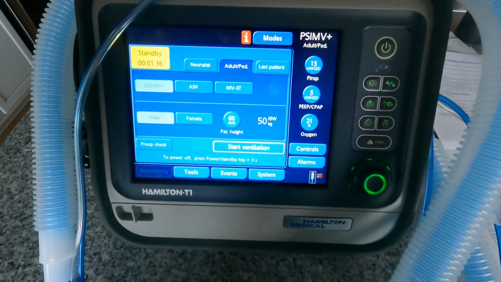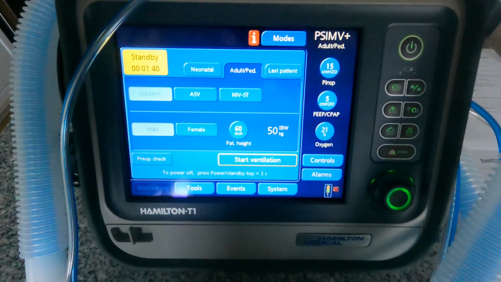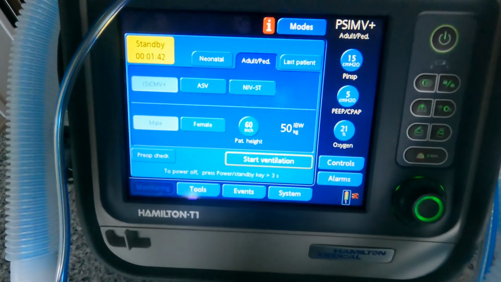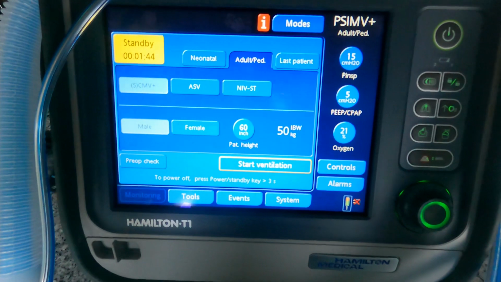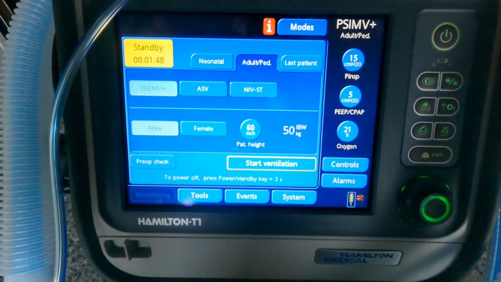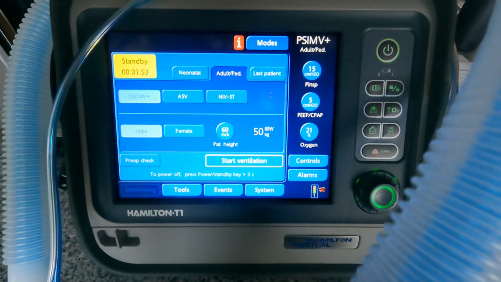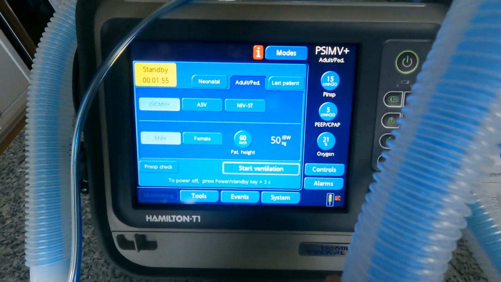Okay, so next is going to be the demonstration of ventilating a pediatric patient. Most of the controls involved with ventilating a pediatric patient are the same as an adult. As far as the different alarms and settings, everything is the same. Remember, we use the same circuit as long as our patient is greater than 10 kilos.